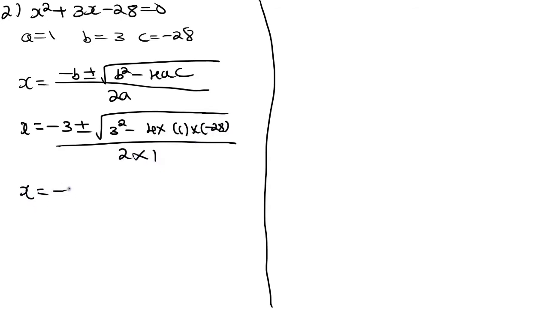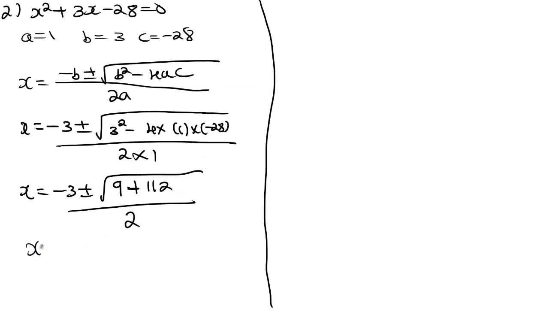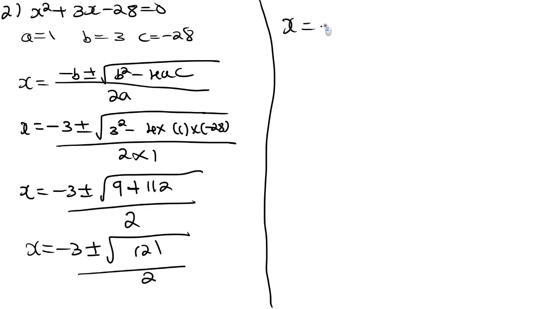So x value is equal to minus 3 plus or minus square root of 3 square, that is equal to 9, minus, let's see, 4 into 1 is 4 into 28, minus into minus plus. Okay, so 28 into 4, calculate that one, 28 into 4 is equal to 112, divided by 2 into 1 is equal to 2. So x value is equal to minus 3 plus or minus square root of 112 plus 9, it's equal to 121 divided by 2. Okay, the square root of 121 you need to calculate, that we know, x equal to minus 3 plus or minus 11 divided by 2.